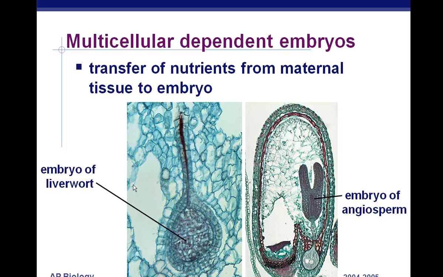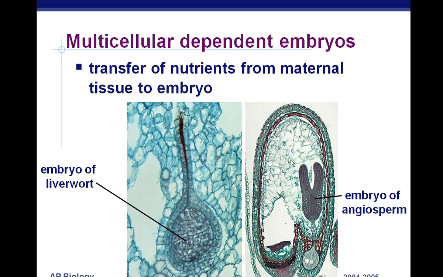Multicellular dependent embryos. So one of the big advantages to modern land plants is the production of seeds. And these seeds have a food supply right over here. There is a tough coat around the seed, and then we have the little embryo using the food supply to make itself bigger and bigger. This is an adaptation for land plants for survival in dry environments. You got this thick coat and a food supply.